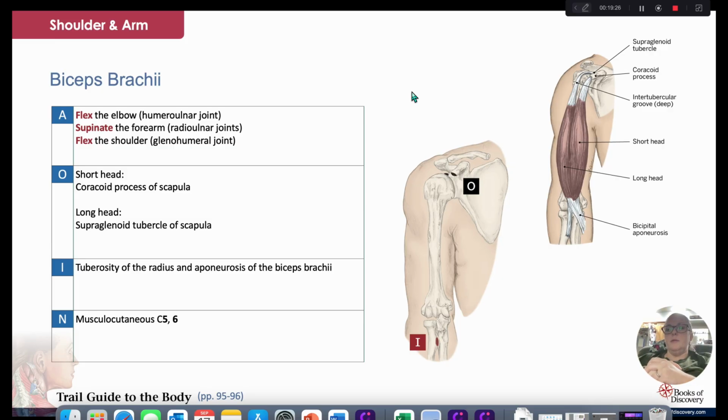So the aponeurosis, just think of that as a sheath, right, of connective tissue, or in this case, tendon, right? And it just kind of connects right onto your radius bone. This is why it also has some forearm movement, and if it crosses a joint, it's probably going to have some action with that joint. So our first muscle that crosses 2 joints, I believe. So it flexes shoulder and elbow.